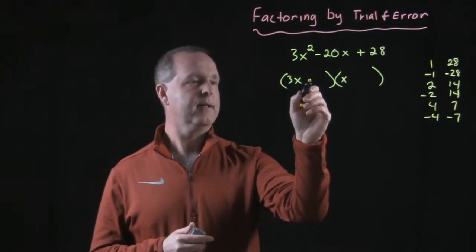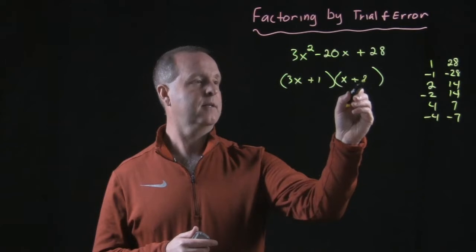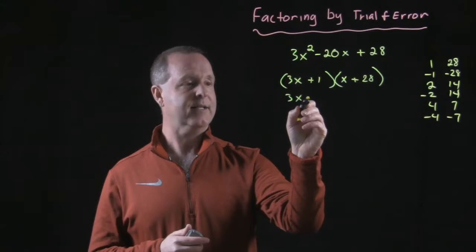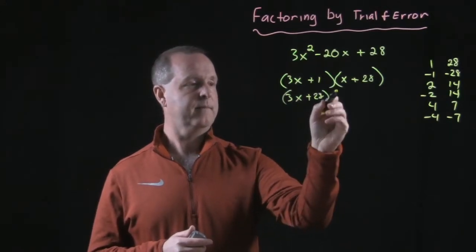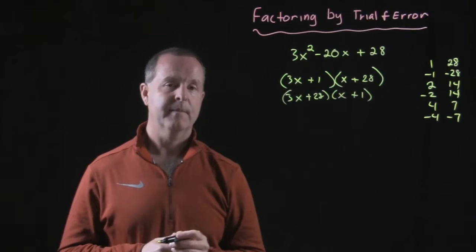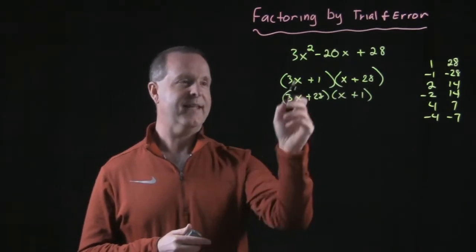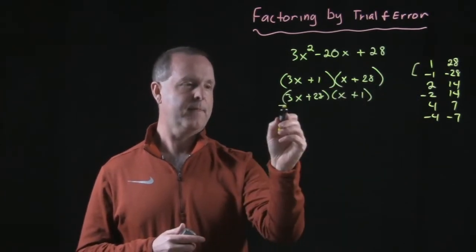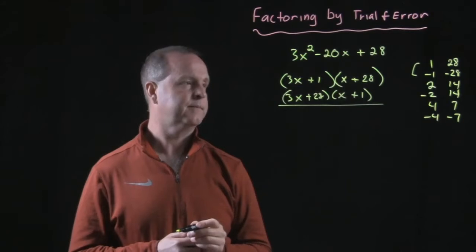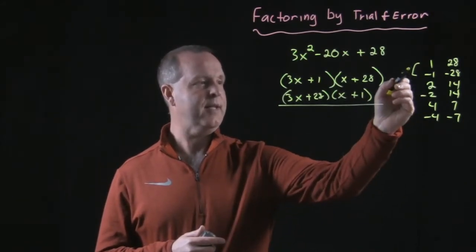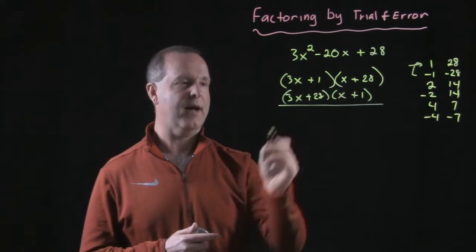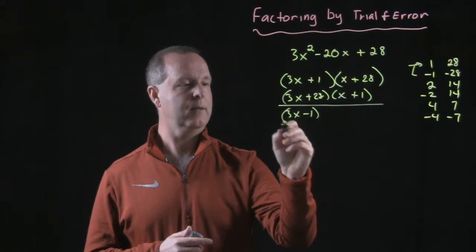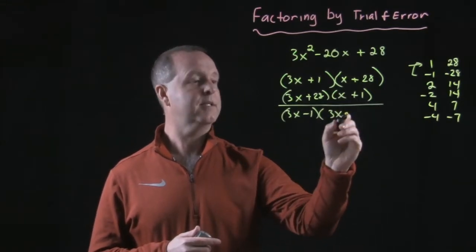So let's try a +1 and a +28. That's one possibility. Let's switch those around and try a 3x and a 28 and an x plus a 1. Those are the two possibilities that account for a 3x and a 28 with those two factors. Sorry, that only accounted for this top one right there. Now I need to try both possibilities with a negative 1. So that gives a 3x minus a 1 times a 3x minus a 28.